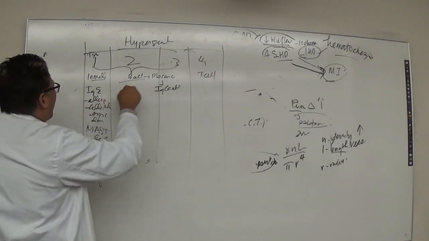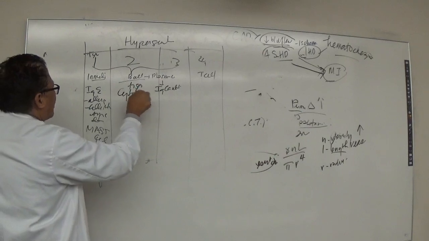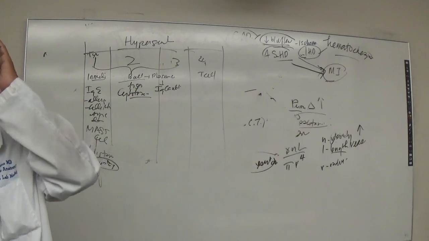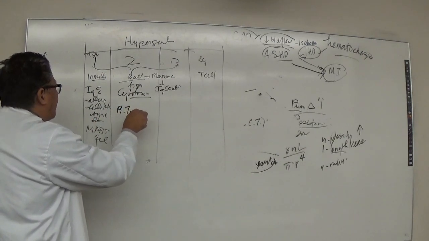Now, type 2. What example? Type 2 is what? Type 2 cytotoxic, tissue specific, right? Type 2 cytolytic. What were the examples given in your reading? Transfusion. What? Blood transfusion. Blood transfusion, BT, or blood transfusion reaction.